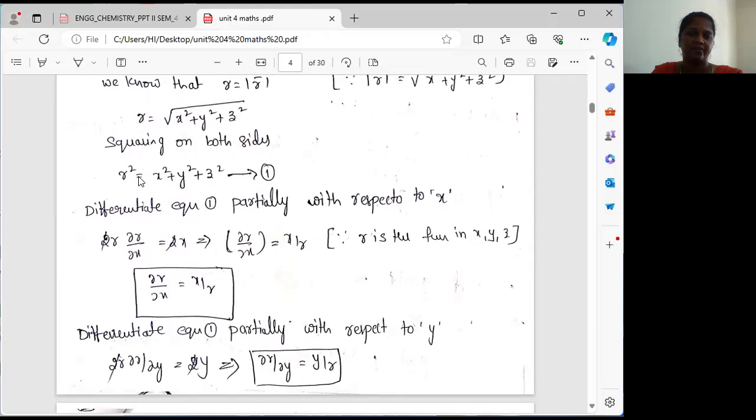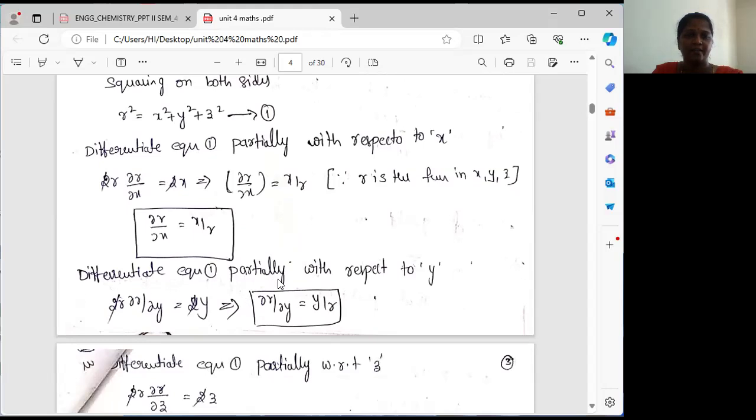So whenever we differentiate r, it is not treated as a constant. Differentiate equation 1 partially with respect to x, on both the left hand side and right hand side. So r is a function in x, y, z, so dou by dou x of r square: x power n form, n into x power n minus 1, then again differentiate r, dou r by dou x. So 2r into dou r by dou x, this is the left hand side. On the right hand side, dou by dou x of x square equals 2x, and y and z are constants, so that is 0. So 2 cancels, and we get dou r by dou x equals x by r.